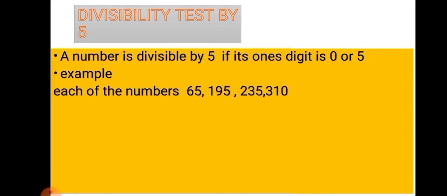Next is divisibility test by 5. This is very easy. A number is divisible by 5 if its ones digit is 0 or 5. If the last digit is 0 or 5, then the given number is divisible by 5.